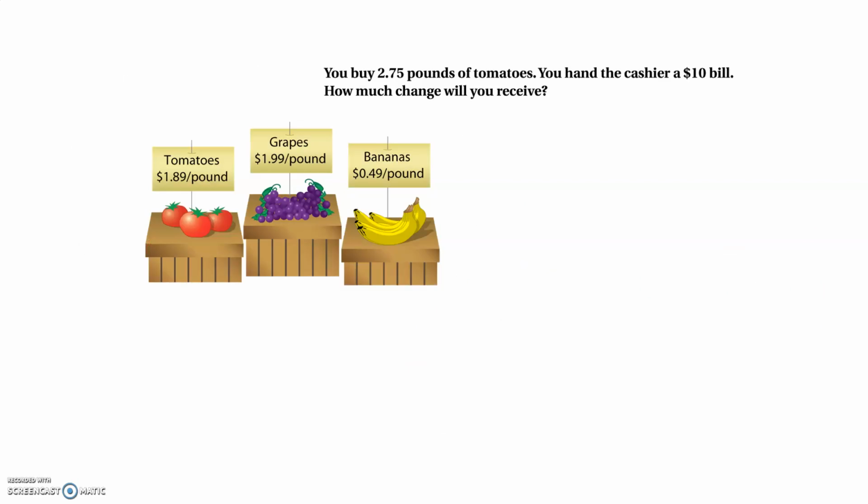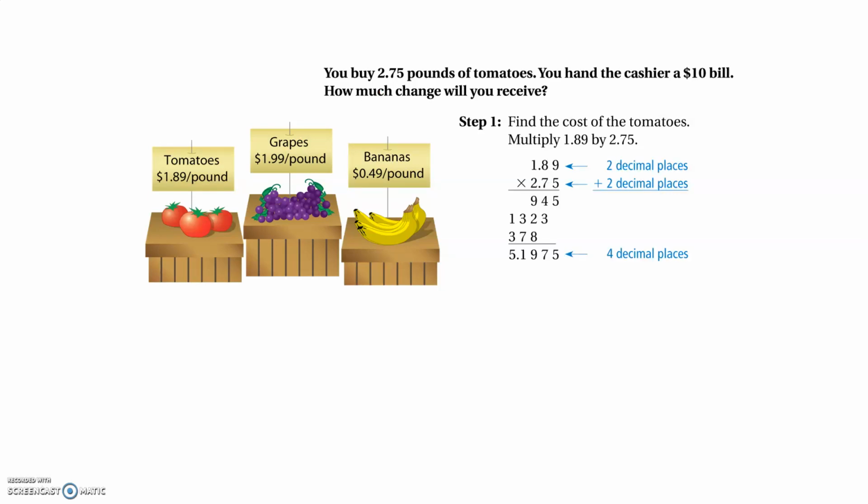All right, we're going to roll into a word problem. You buy 2.75 pounds of tomatoes, you hand the cashier a $10 bill. How much change will you receive? All right, so the first thing I need to do is figure out how much the tomatoes I bought cost. So I multiplied $1.89 per pound times 2 and 75 hundredths pounds, right?